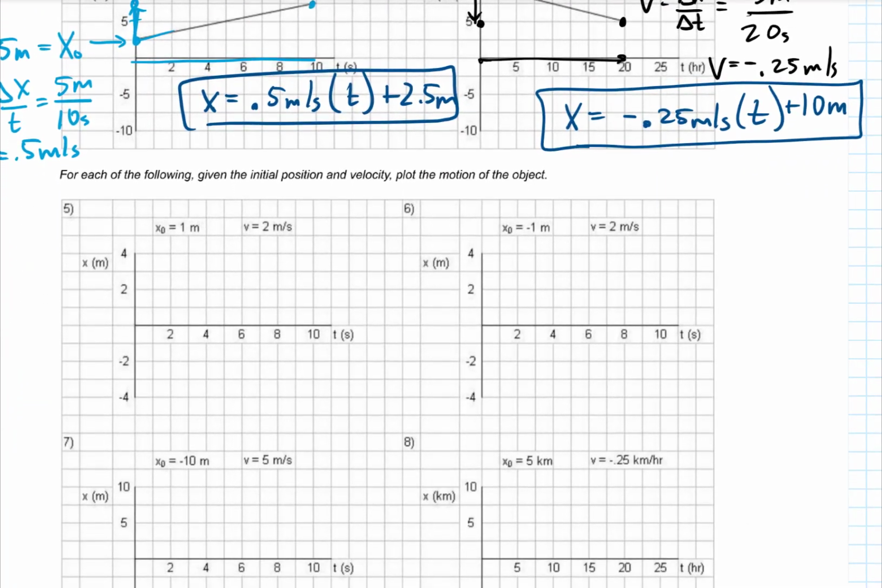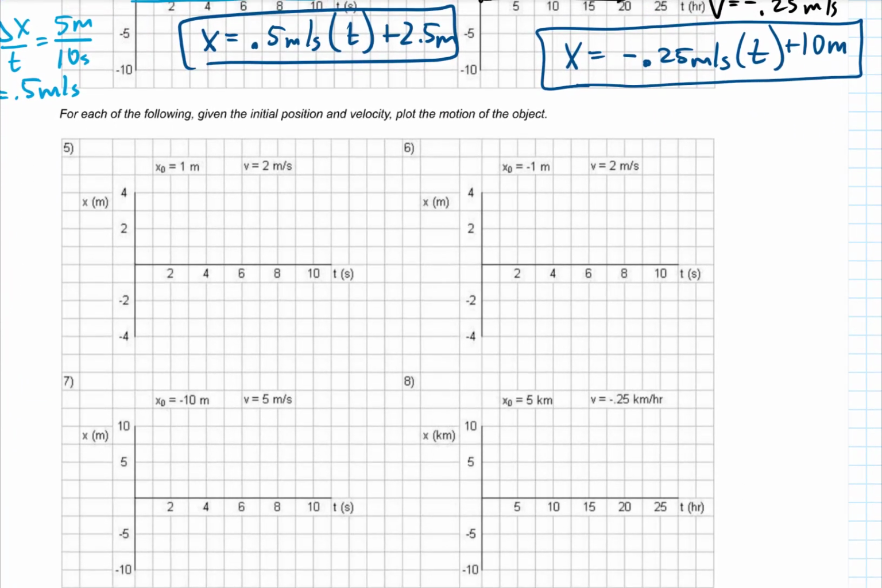For the bottom chunk, we're going to graph this thing given the initial position and the velocity. So it tells me in number 5 that my initial position is 1 meter. So we start here. And that my velocity is 2 meters per second. So there are 2 ways you could do it. The easy way is to count over in terms of your scale. That means that every 1 second we go 2 meters. So 1 second takes me up to 3 meters. Another 1 second takes me up 2 more meters to 5. That's one way that we could do that.